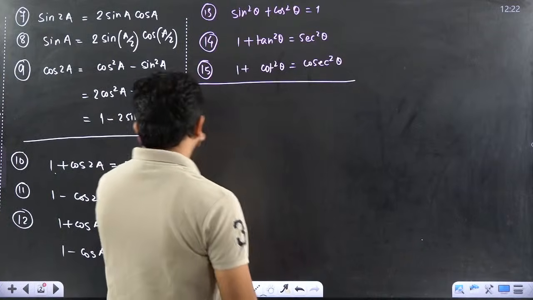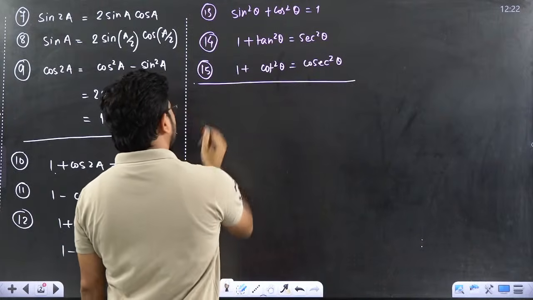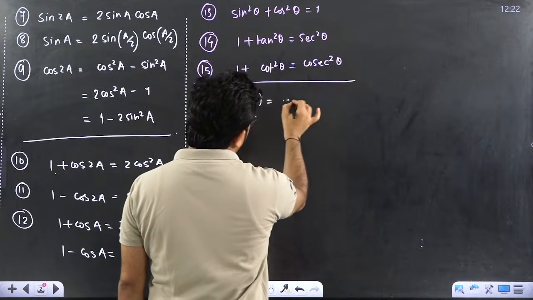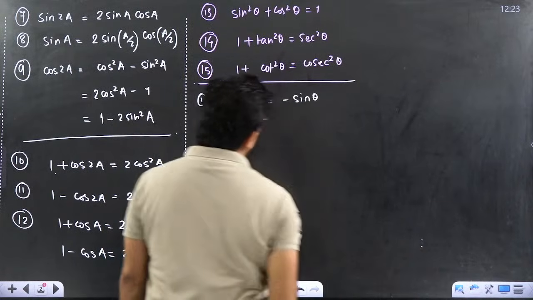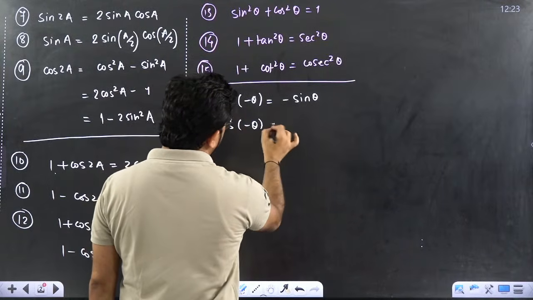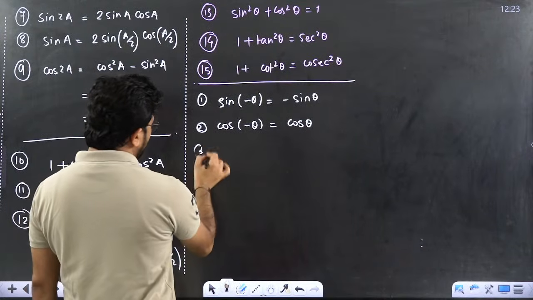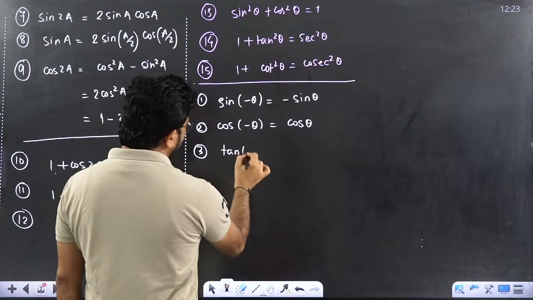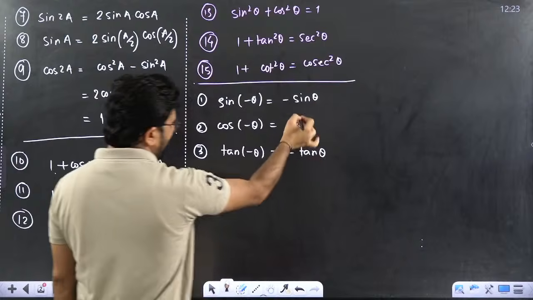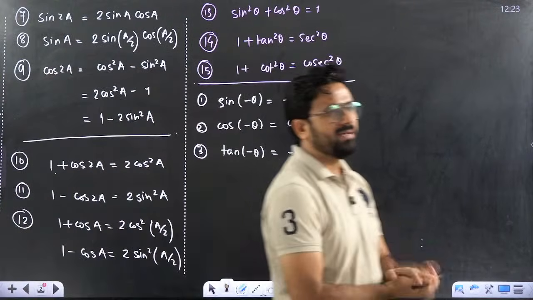You can tell me. Next, I am telling you negative angle formulas. Sine of minus theta is equal to minus sin theta. Second, cos of minus theta is equal to cos theta only. You have to remember this. Third, tan of minus theta is equal to minus tan theta, because when you divide, you will get minus tan theta. It is a very simple result, you have to understand.